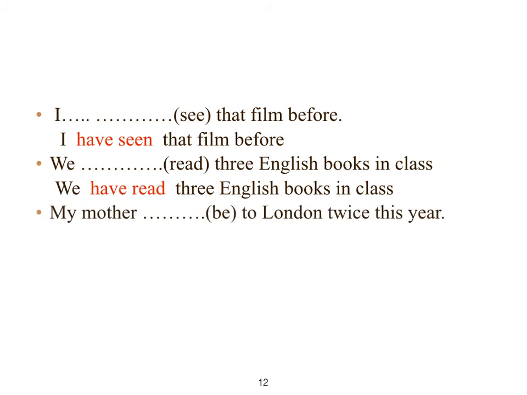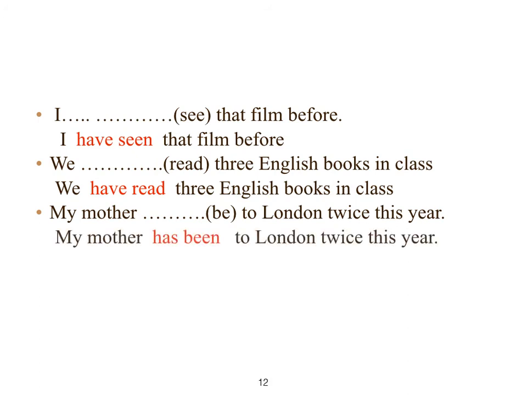My mother, the verb you have to use is be, to London twice this year. Pause the video and make the present perfect of the verb be. Watch out. My mother is a third person. Pause the video. My mother has been to London twice this year.